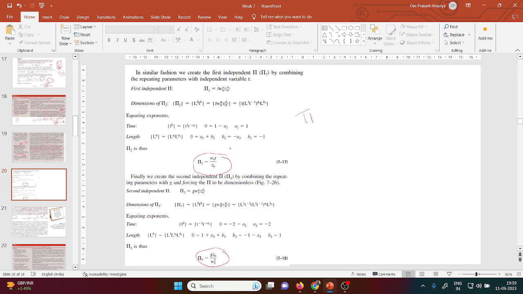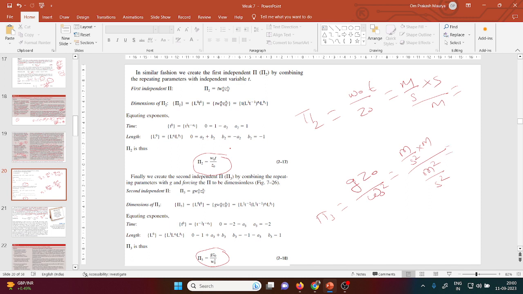Pi 2, what is your pi 2? W naught divided by Z naught into T. That is meter per second into second divided by meter. This is non-dimensional. For pi 3, that is g Z naught by W naught square: meter per second square into meter, divided by meter square per second square. So this is also non-dimensional, because meter square by second square cancels.